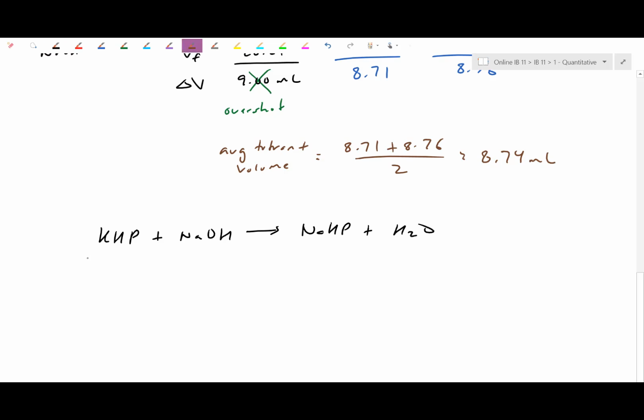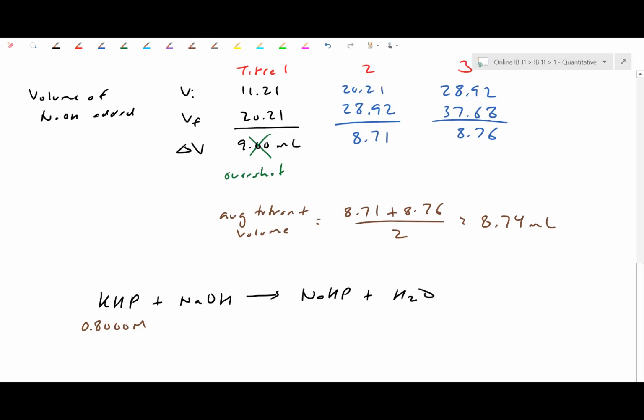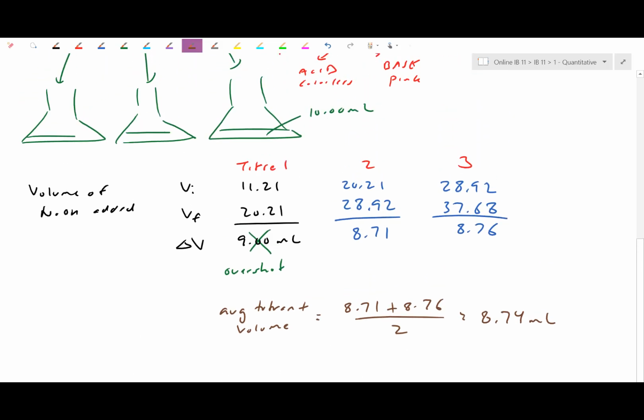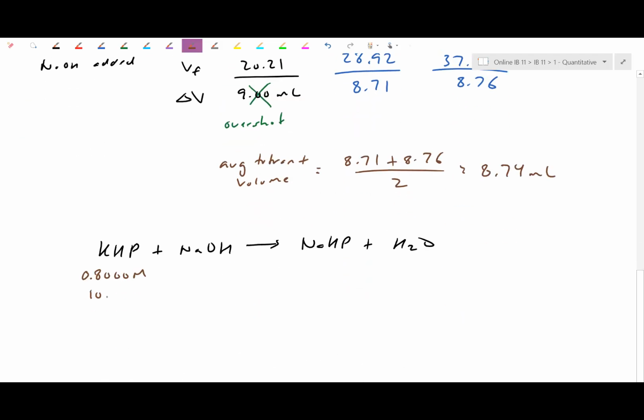The KHP solution, I had made the concentration 0.8000 molar. Keep track of your significant figures. The KHP was in the Erlenmeyer. I had pipetted in 10 milliliters. I put the acid in the bottom, so this was an initial volume of 10.00. I find that on average, how much base I need to add was 8.74 milliliters.